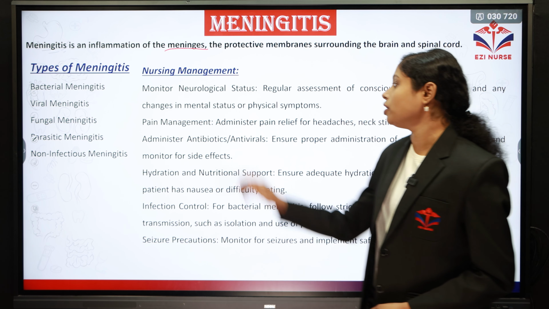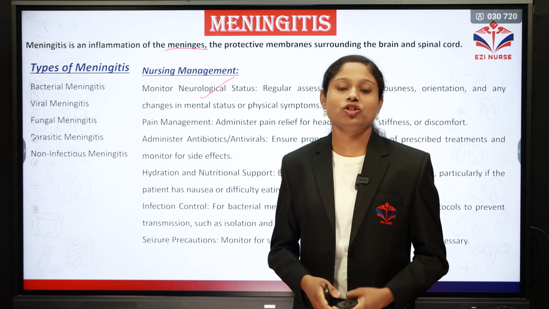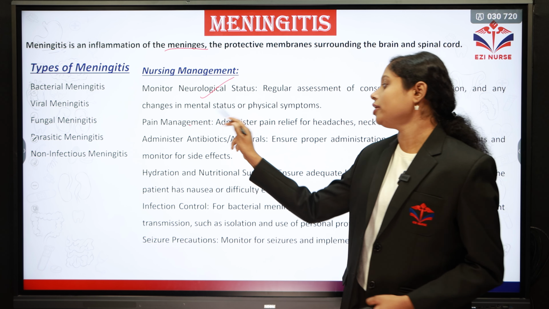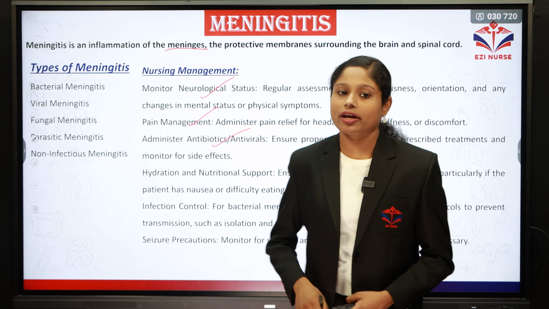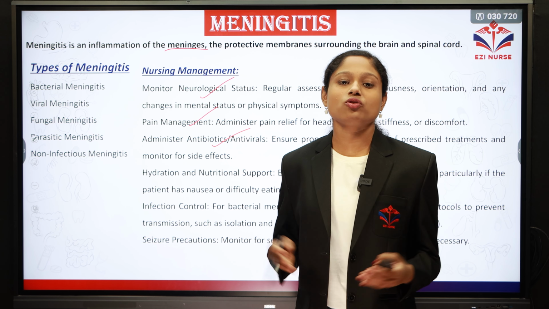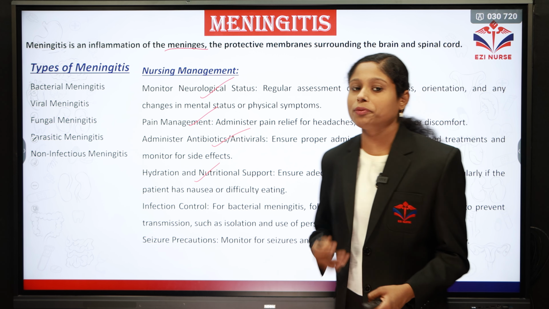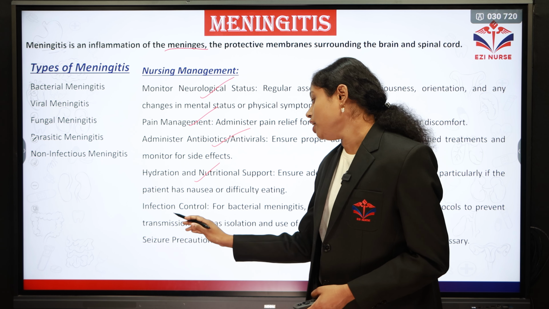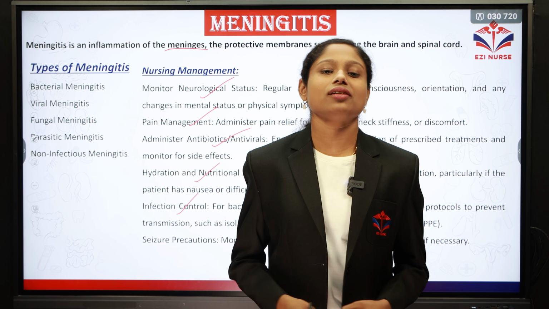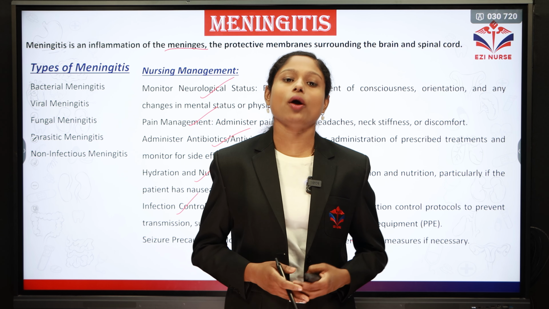So what are the nursing management? Monitor the neurological status of the patient. Meningitis affects the brain's coverings, that is the meninges, so we need to assess the neurological status of the patient. That is important. Pain management, and administer antibiotics and antivirals. According to the cause, whether it is bacterial or viral, treat with antibacterial or antiviral medications. The patient needs hydration and nutritional support. Infection control. So these are the main nursing management of patients with meningitis. Meningitis is the condition of inflammation of the brain and spinal cord coverings called meninges.